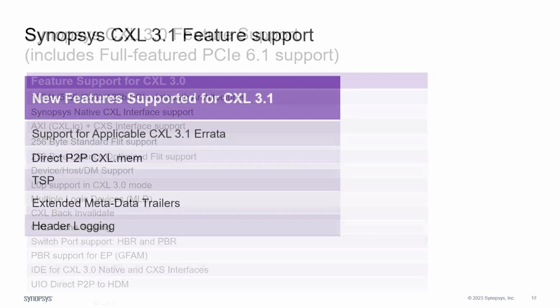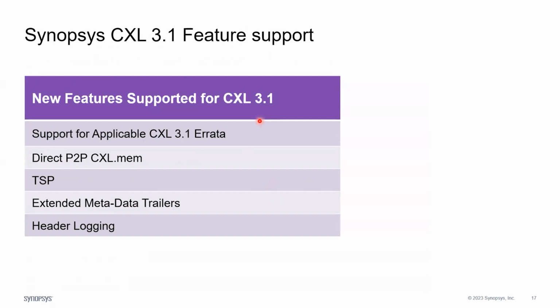As we move forward to 3.1, there are some new features in there, and there's a lot of errata. So we have support for the applicable 3.1 errata, because a lot of the errata really affect the upper layers, beyond the controller, up in your application or even in firmware. But we support direct peer-to-peer to CXL for CXL.mem. So that's a little bit different than the one I was talking about before. TSP, if you want to make a comparison, is like the CXL equivalent of TDISP. For IDE, there are enhancements for virtual machines, extended metadata trailers, and header logging as well.